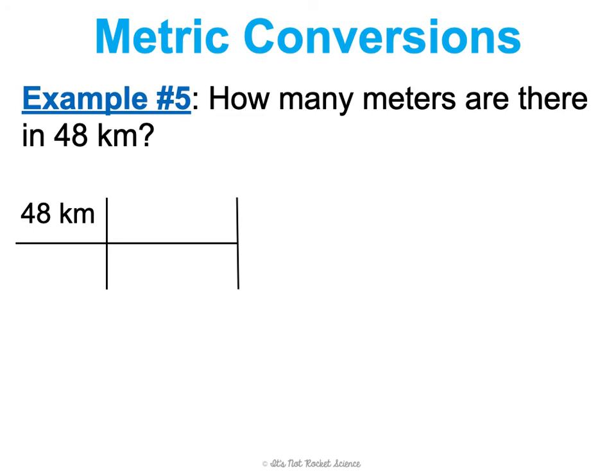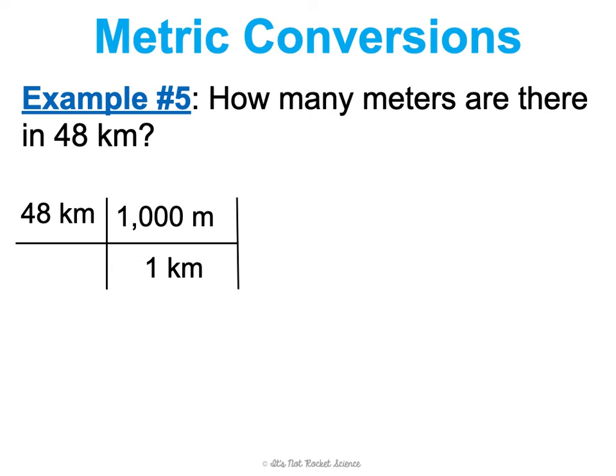So going back to kilo, it says that 1 kilo is going to equal 1,000 units. So we're trying to get to meters. So it must mean that for every 1,000 meters that we have, that is going to equal 1 kilometer. Okay. So for every 1,000 meters we have, it's going to equal 1 kilometer. So that's how we write the conversion.